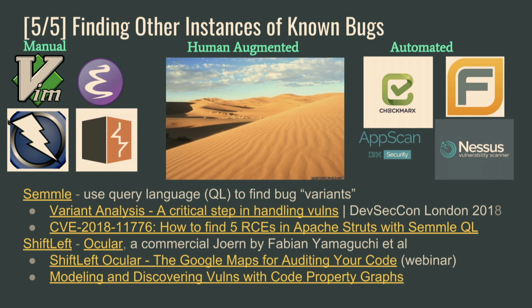Another company is ShiftLeft, which is building a tool called Ocular. If you're familiar with Joern, this is basically a commercial version by Fabian Yamaguchi and others. So this gives you a REPL that you can query for different code patterns and do data flow analysis interactively in a console. And the original paper, I think, is this bottom link. But he's done a number of papers that are really awesome, so I encourage you to check those out.